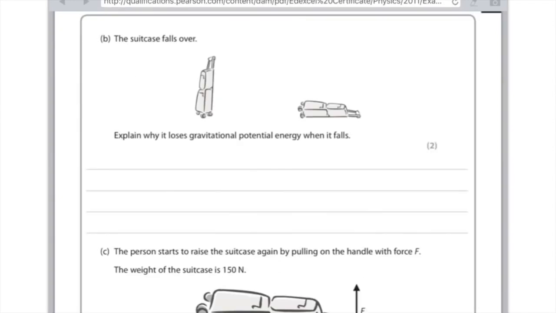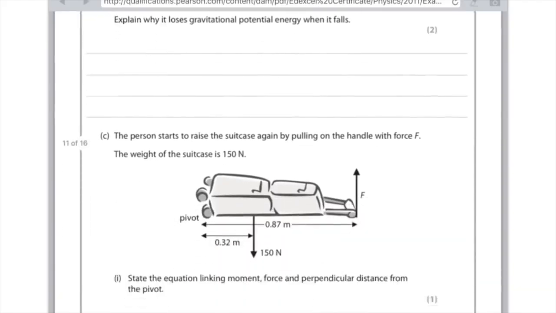B, the suitcase falls over. Explain why it loses gravitational potential energy when it falls. Remember, you calculate gravitational potential energy by doing mass times gravity times height. Therefore, we know that gravitational potential energy depends on height, so there's your first mark. And therefore, as it falls, h will obviously decrease, and that's all you really need to say.